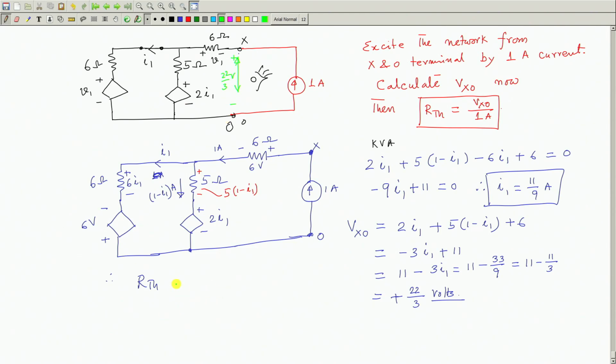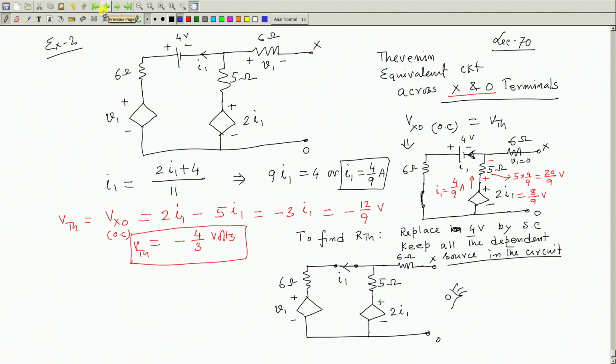Therefore, what should be R Thevenin's? R Thevenin's should be then V x O by 1 ampere. V x O I have now calculated. So, 22 by 3 by 1 is equal to 22 by 3 ohm, that is all. So, this is the R Thevenin's value. Therefore, in the previous thing we have calculated V Thevenin's, which is equal to minus 4 by 3 volt, and now R Thevenin's is known.